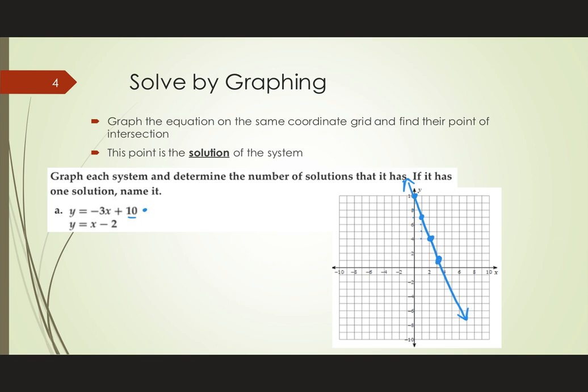Now next, I'm going to do the other one, which is x minus 2. So I'm going to go down here to -2, up 1 over 1, up 1 over 1, and this actually intersects in a nice, neat point. There we go. Now our solution is where it intersects. So it is this shared point in the middle. And that shared point right there is going to be (3, 1).